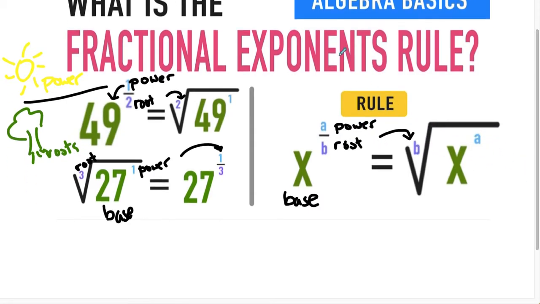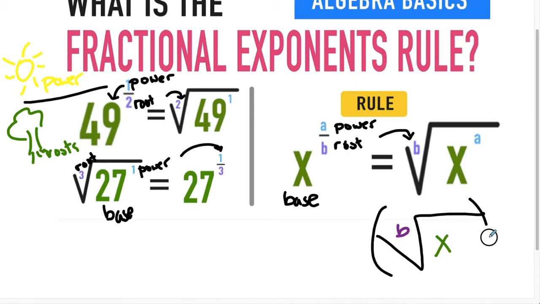You can also rewrite this with B on the outside as the radical, the B root, and then the base is x, and then you can take this and raise it all to the power of A. That's also the same. All right? Okay, so let's begin some examples.